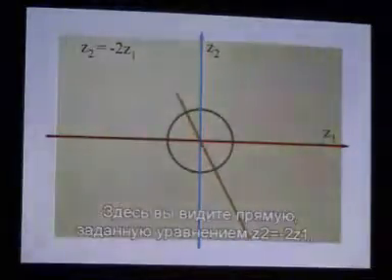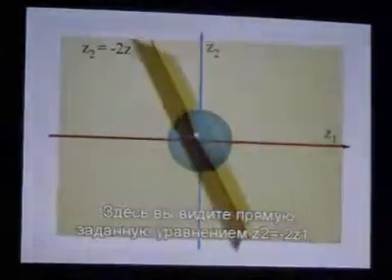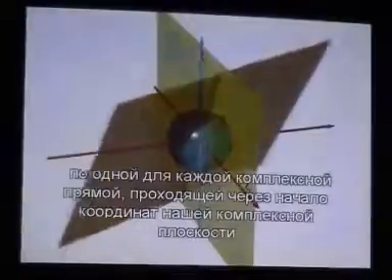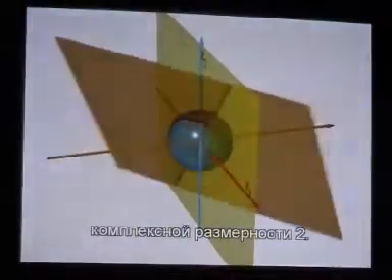Ici, vous voyez la droite d'équation Z2 égale moins 2Z1. Mais on pourrait faire la même chose avec toutes les droites Z2 égale AZ1 pour n'importe quel nombre complexe A. Ainsi donc, la sphère unité S3 dans l'espace de dimension 4 est remplie par des cercles. Un pour chaque droite complexe qui passe par l'origine dans notre plan de dimension complexe 2.